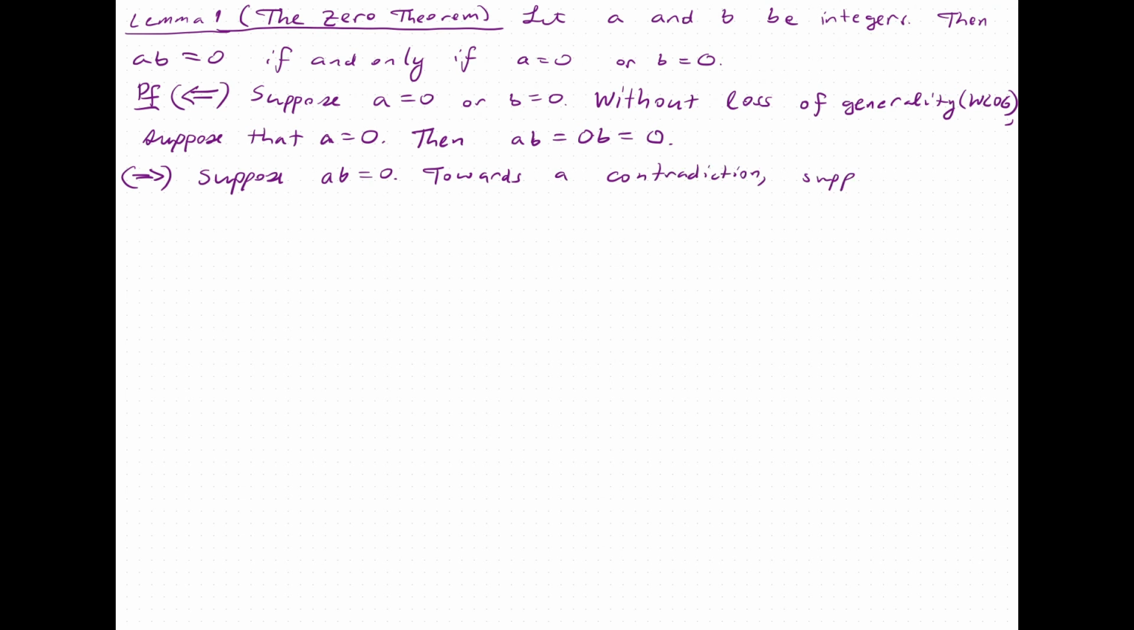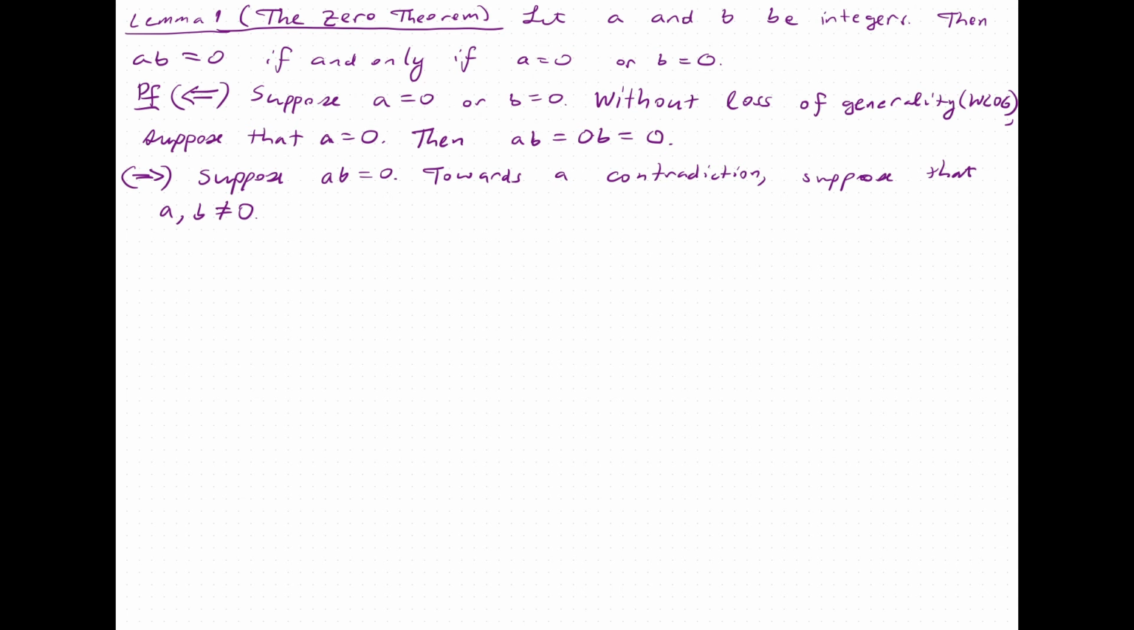So towards a contradiction, suppose that, and so now we're looking at the negation of this statement, and so that will become a is not equal to 0 and b is not equal to 0. And so we have that both a and b are not equal to 0. Now, if a and b are both not equal to 0, then we have the possibility that a and b are both greater than 0, that a and b are both less than 0, or they have different signs.